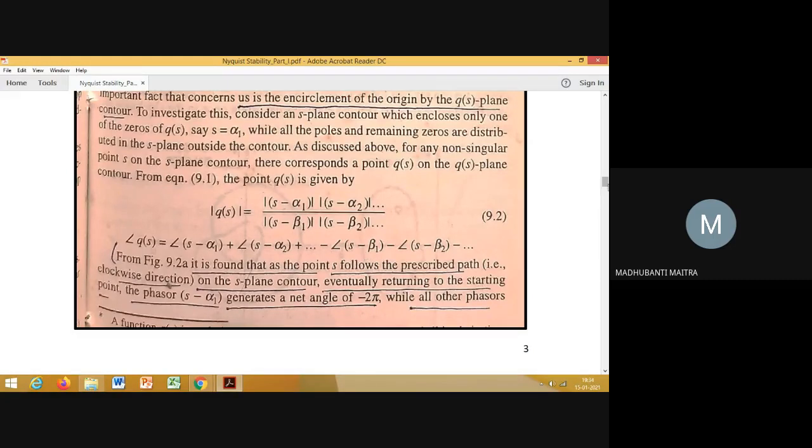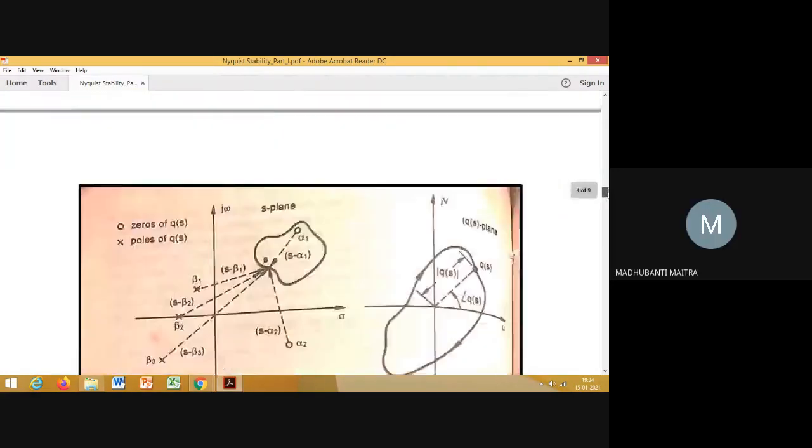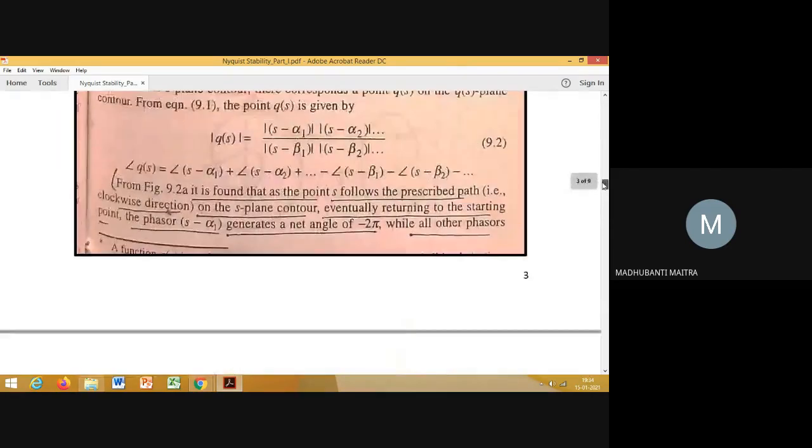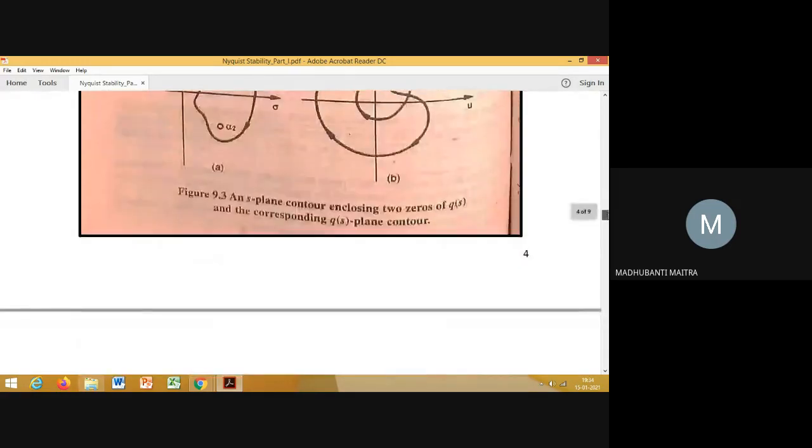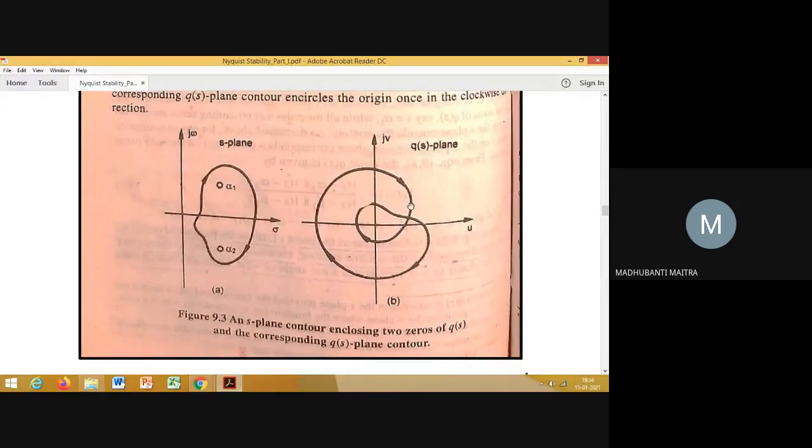Have you understood this? Yes, ma'am. So when a pole is enclosed, the QS phasor on the QS plane will encircle the origin of the QS plane once in the counterclockwise direction, in the opposite direction, because now the net change in angle of QS is plus 2 pi. Similarly, if two poles are enclosed, the number of encirclements will be 2 and the encirclement will be in the counterclockwise direction.